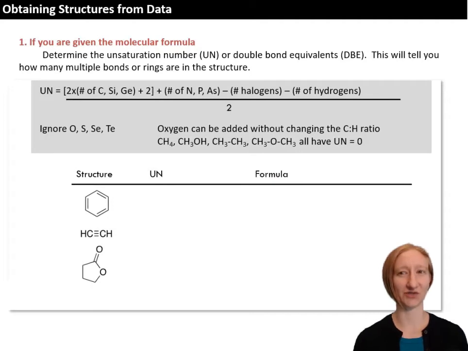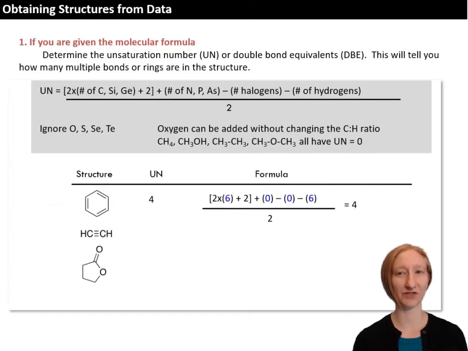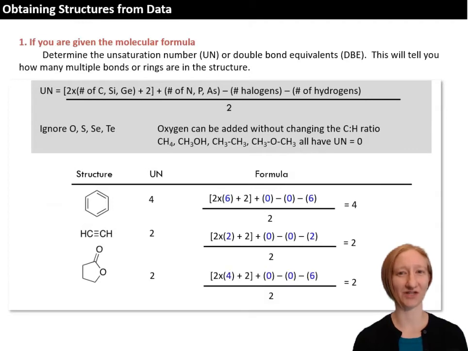We have two ways to determine the unsaturation number. First, from a structure. And in a structure, the unsaturation number is the number of rings plus the number of pi bonds. In the first example here, we have 1 ring and 3 pi bonds, so the unsaturation number is 4. We can also use the formula. And if that makes more sense for you, by just plugging in the number of carbons, 6, and the number of hydrogens, 6, we arrive at the same answer. In the second example, the triple bond is 2 pi bonds, and so we have an unsaturation number of 2. In the third case, we have 1 ring and 1 pi bond, so again, the unsaturation number is 2.